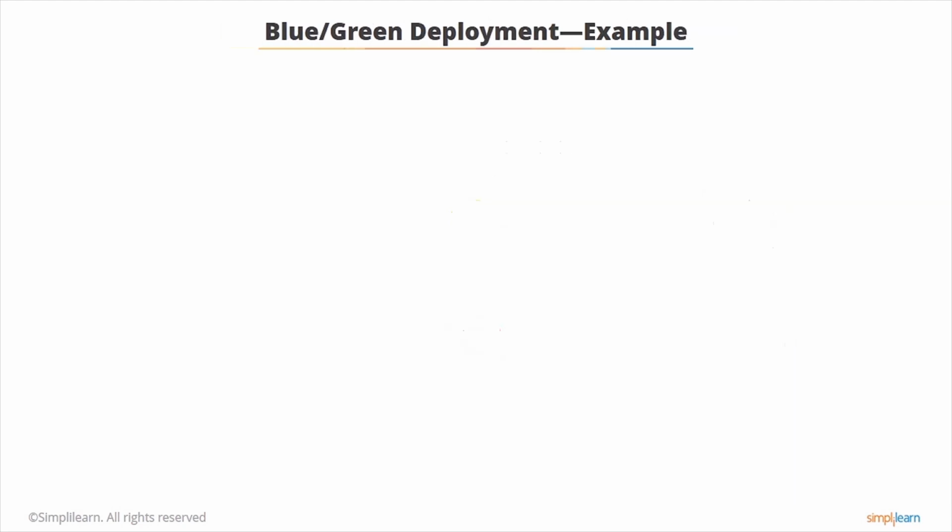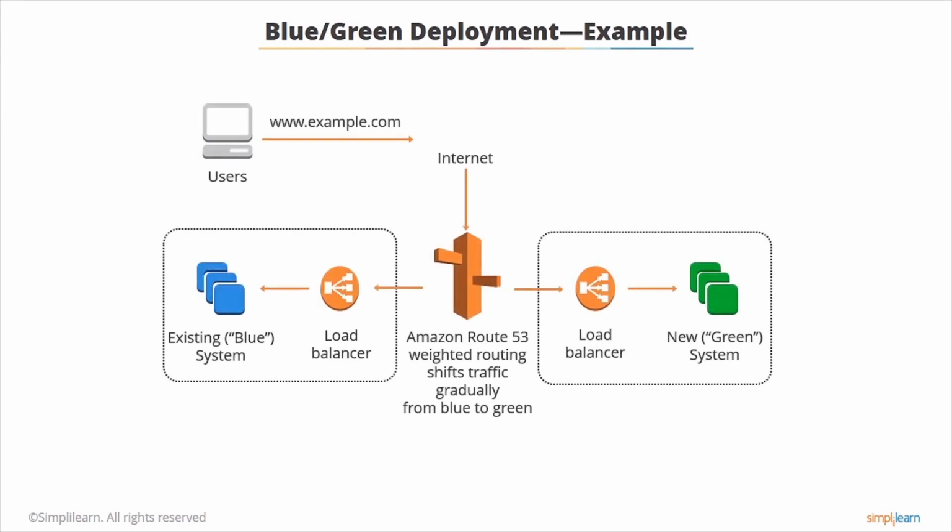On this screen, an example of a blue or green deployment is displayed. In this model, a parallel environment with its own load balancer and auto-scaling configurations is brought up side by side with the existing environment. A feature of Amazon Route 53 called weighted routing can be used to begin shifting users over from the existing or blue environment to the new or green environment.